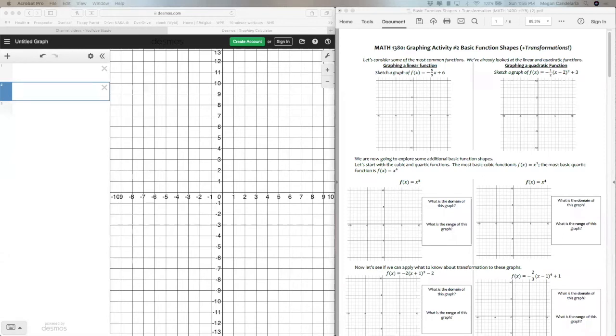All right, so the first thing we need to do is sketch a graph of this linear function, f(x) = -5/3 x + 6. Now, what do we know? Well, we know our y-intercept right here at 6, and we know our slope is -5/3. Using those two things, we should be able to sketch a graph of this function. So we want to sketch something like this.